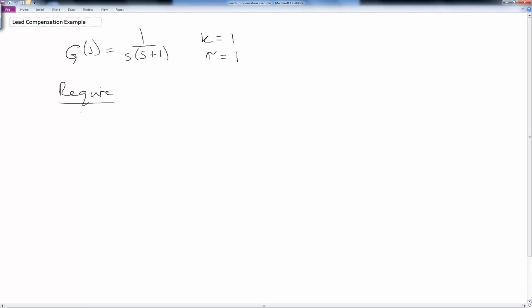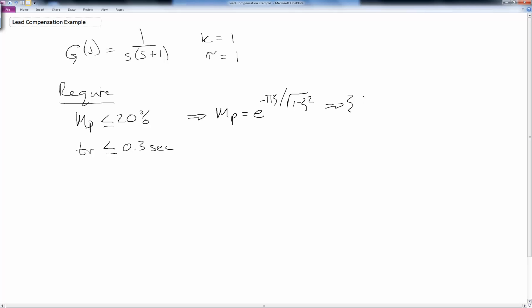For this example, we're going to require that the max overshoot for this system is less than or equal to 20%, and that the rise time of the system is less than or equal to 0.3 seconds. So we can calculate the required damping ratio and natural frequency from the relationships we found in class, that Mp is e to the minus pi times zeta over the square root of 1 minus zeta squared, which gives us that zeta has to be greater than or equal to 0.4559, and that the rise time is approximately 1.8 over omega n, which gives us that the natural frequency needs to be approximately 6 radians per second.